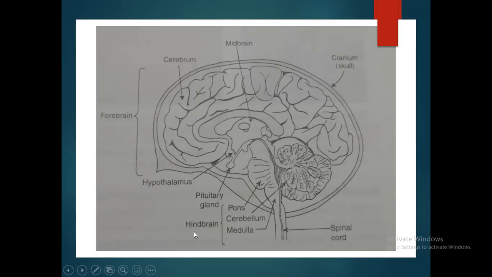What is the hindbrain? The hindbrain is a combination of three parts: pons, cerebellum and medulla. What is the pons? The pons takes part in regulating the respiratory system, in the regulation of respiration. The cerebellum helps to maintain the posture as well as body balance. The medulla controls all the involuntary actions like heartbeat, breathing, etc.